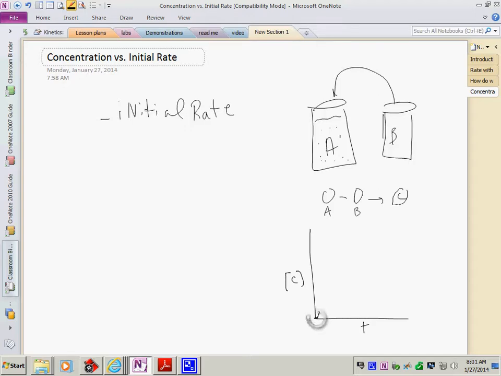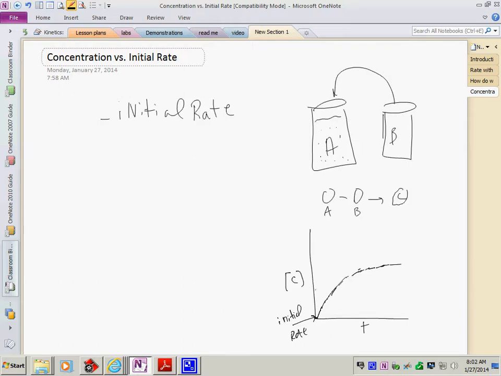So my rate picks up, and as soon as A and B start colliding, they start to essentially be removed from the system, and the reaction starts to dwindle, and it looks like this. And eventually it flattens out. So this initial point here is called the initial rate.